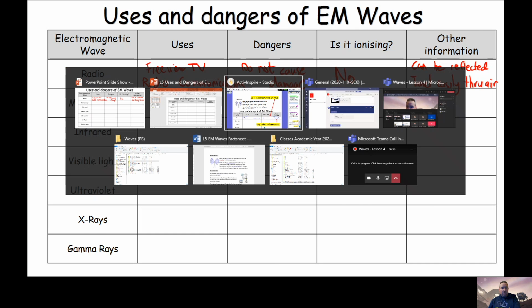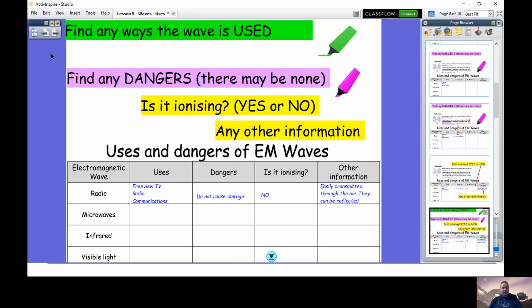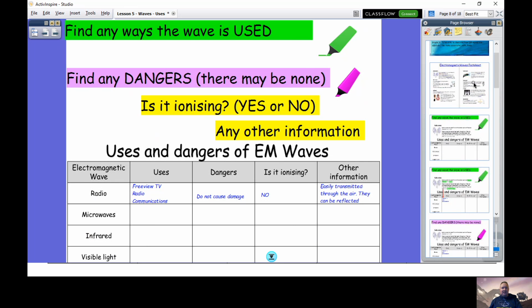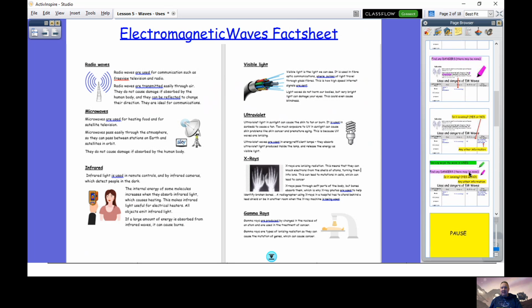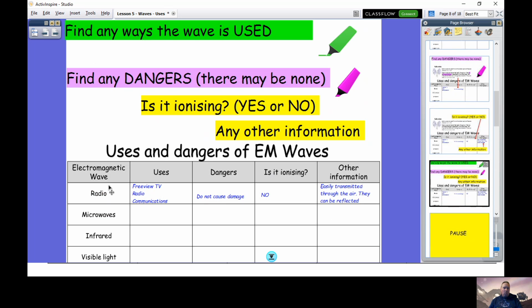So really, it's up to you now. You need to go through the other types of wave: radio waves, microwaves, infrared, visible light, ultraviolet, X-rays, gamma rays, all the different types of wave. And at each part of the fact sheet, you need to find that information, find its uses, find its dangers. You need to find out if it's ionizing and put anything else that's interesting about that wave into your table. You can type the information into the worksheet and you'll have the information about all 7 different sorts of wave.